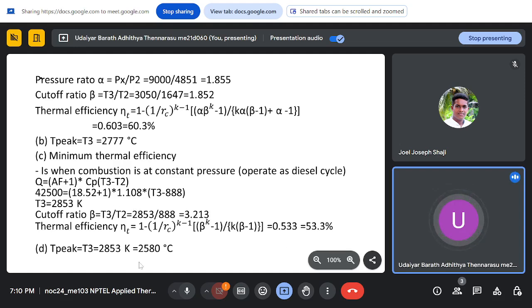So substituting in the diesel cycle efficiency formula, 1 minus 1 by rc raised to power gamma minus 1 into (beta raised to power gamma minus 1) divided by (gamma into (beta minus 1)). This comes out to be 53.3%, and your peak temperature is 2580.